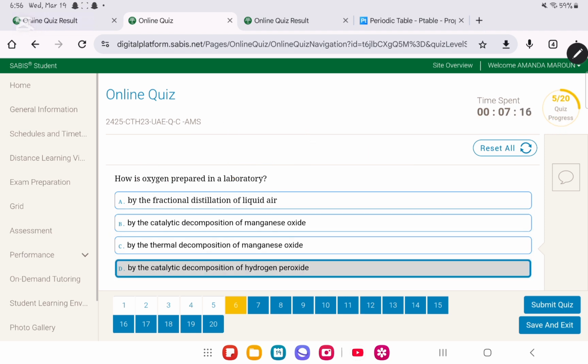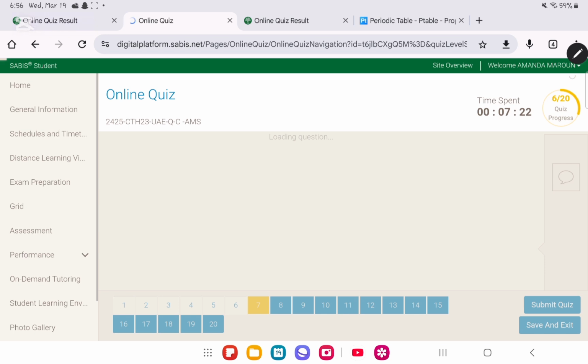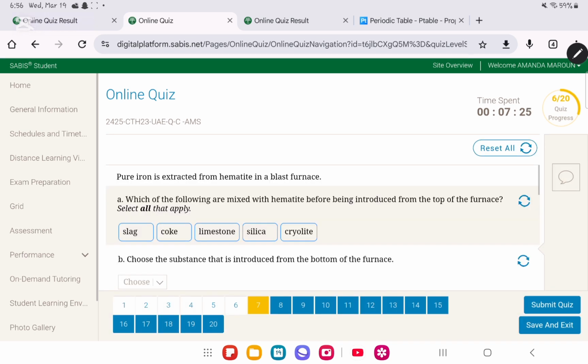So the catalytic decomposition of hydrogen peroxide. We move on to question number 7. Now question number 7, this is a blast furnace. You should remember that in the blast furnace, what happens?